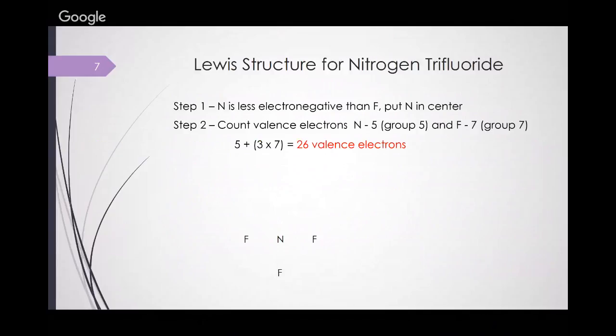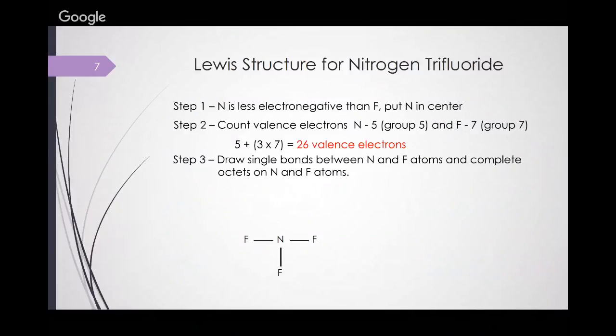So there are 3 fluorine atoms, so 3 times 7 electrons is 21, plus the 5 from nitrogen gives us a total of 26. We draw our single lines between our central atom and our outlying atoms. We then place dots on everything until we get a total of 8. So nitrogen has 1 lone pair and 3 bonding pairs. That is 8. Each fluorine atom has 3 pairs and 1 line, which also counts as 8.